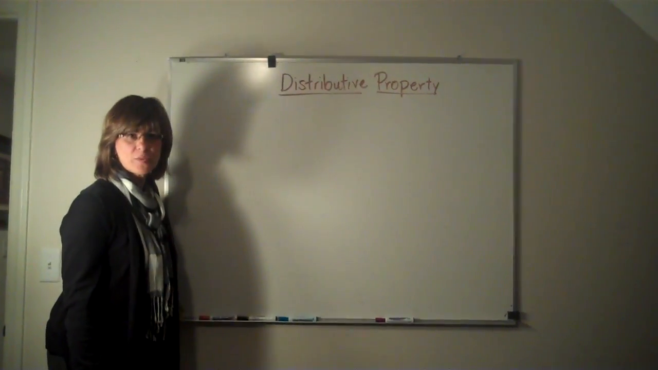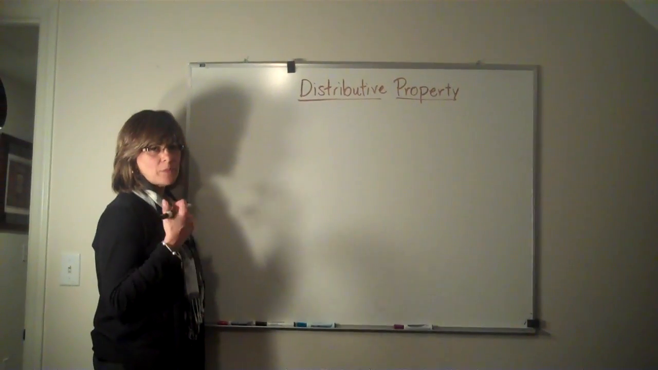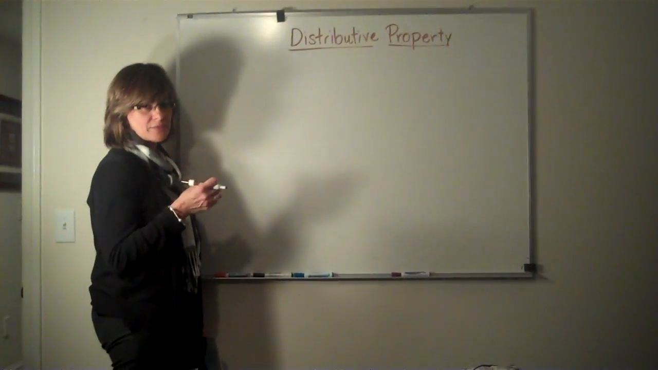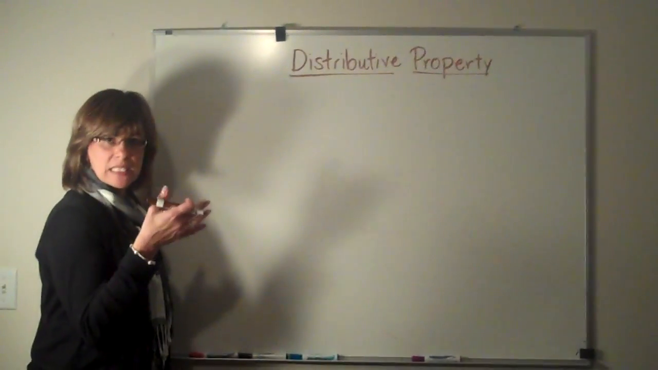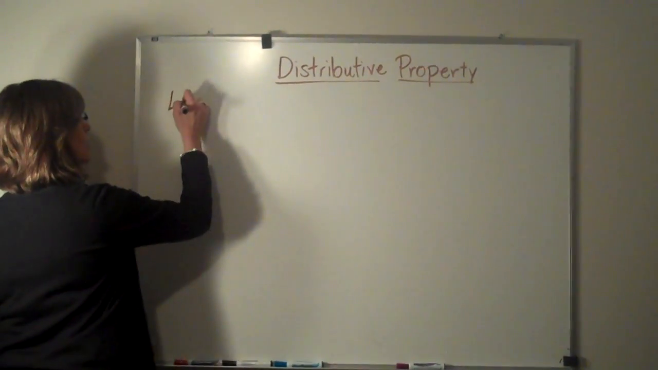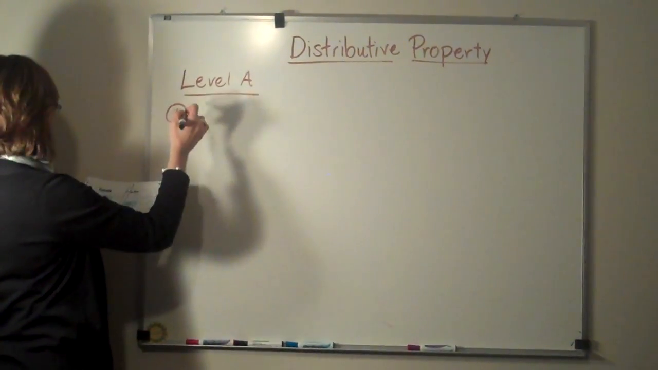Today we're going to talk about the distributive property. I'm going to give you examples of the distributive property, and I've broken them down into levels. Not so much that one level is more difficult than another, one level is different than another. So the level A's happen to be the easiest ones, I think.